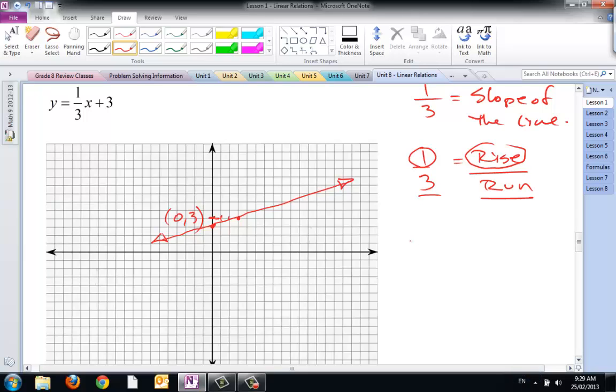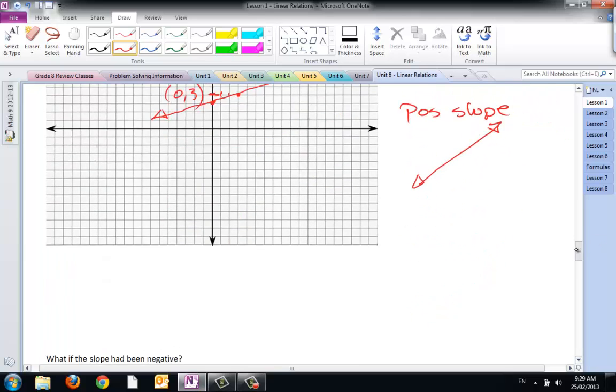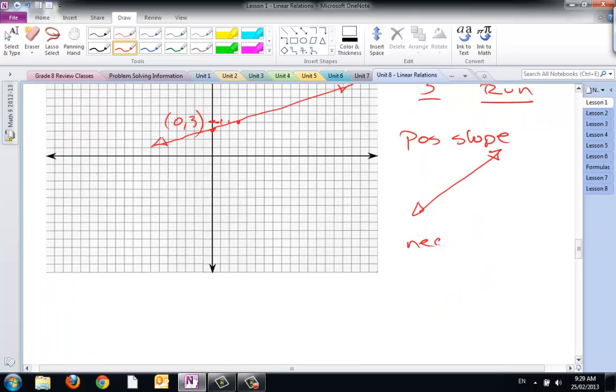You'll also notice that any positive slope, no matter what values you have for the slope, will go in this lower left to upper right direction. And if we had a negative slope, it would go the opposite. It would go in this direction. And we'll look at that a bit more as we go along as well.